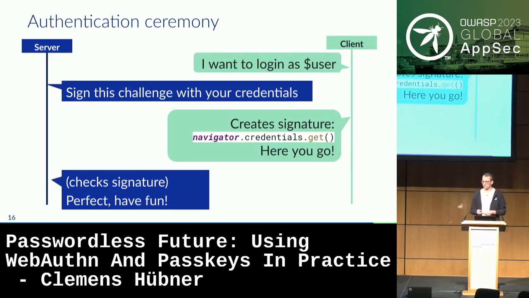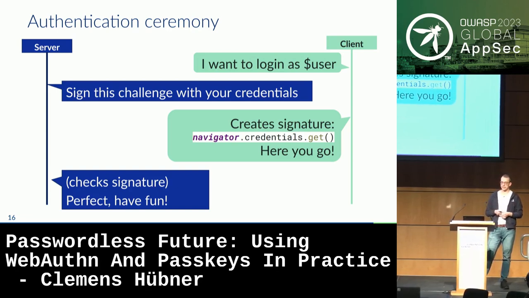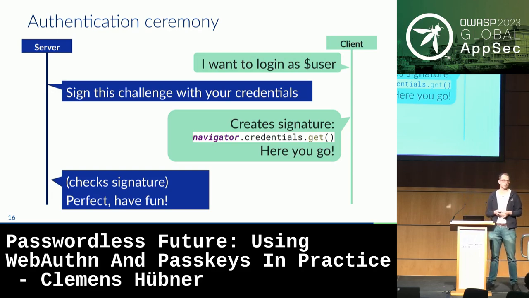And when the user then later wants to authenticate, we saw this. I enter my username again. The client says to the server, hey, I want to log in the user with this username. Then the server can check if the user is authenticated, but he does not have to, but he can hand over to the client a list of suitable credentials. And then the client takes this information, and the second API that is provided by WebAuthn is called, and that is this navigator credentials get API.